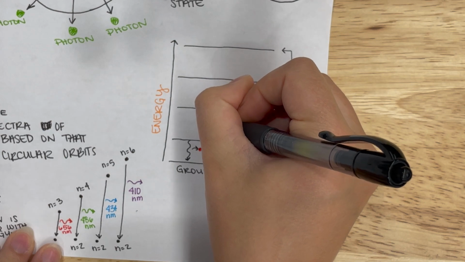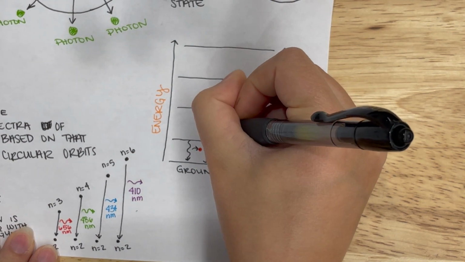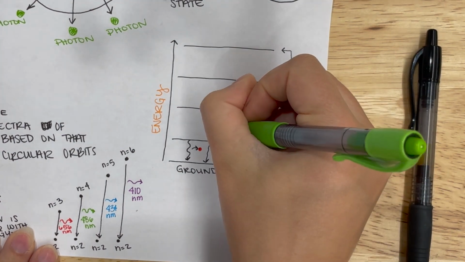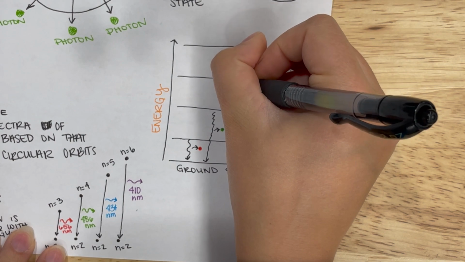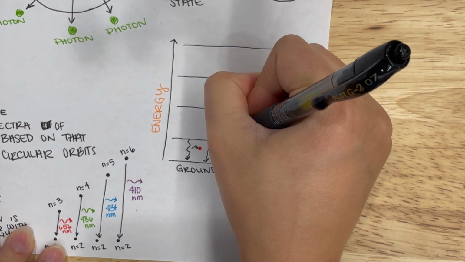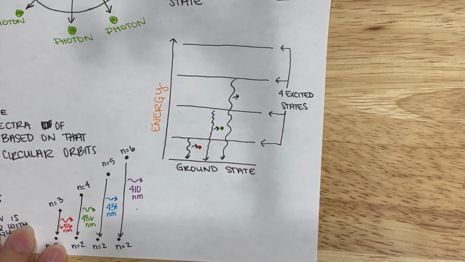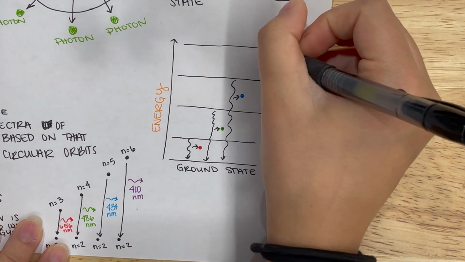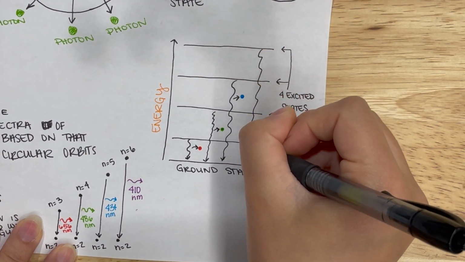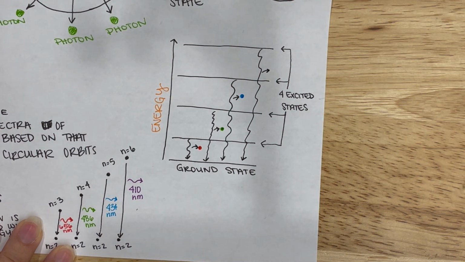If we go to our second one, it's gonna release a green particle of light, right? Because it has a lower wavelength. More energy is being released. If we go to our third, it's gonna release that blue particle of light, that blue photon. And if we go to our fourth excited state, it's gonna release that purple.